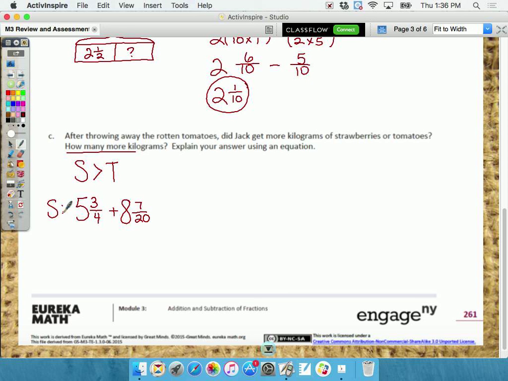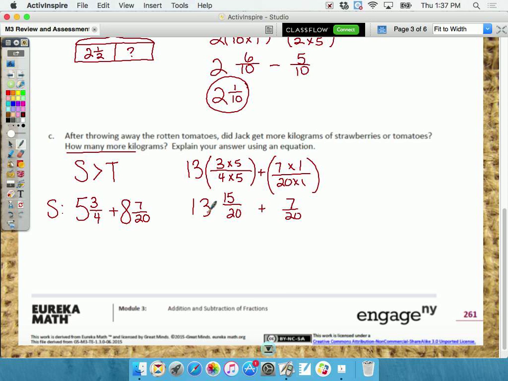Okay. So when I add this, you want to do your whole numbers first, right? So 5 plus 8, 13. 3/4 plus 7/20. Sebastian, what's the denominator? 20. Why do you say 20? 4 goes into 20 and 20 goes into 20. Okay, good. 4 times what equals 20? 5. And this is times 1.